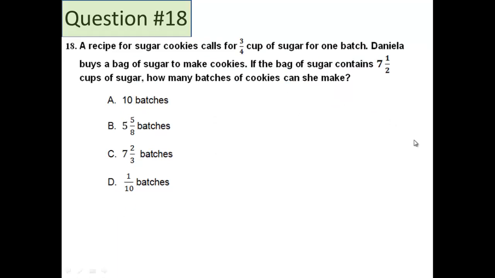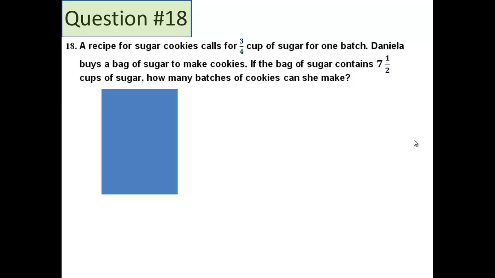Here we go. A recipe for sugar cookies calls for 3/4 cup of sugar for 1 batch. Daniela buys a bag of sugar to make cookies. If the bag of sugar contains 7.5 cups of sugar, how many batches of cookies can she make? All right, this sounds a little confusing, but I'm ignoring my answer choices and just focusing on the key information. 3/4 cups of sugar for a batch of cookies, okay? And then she has 7.5 cups of sugar, or she bought a bag that was 7.5 cups of sugar.